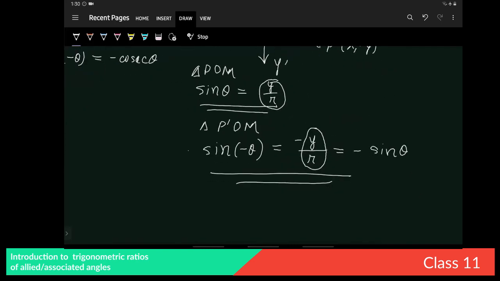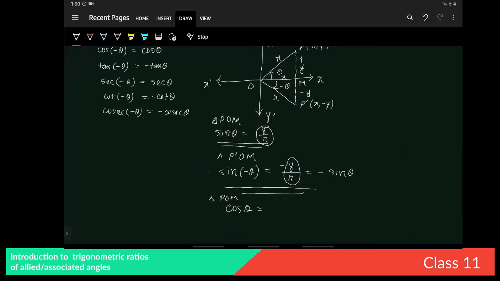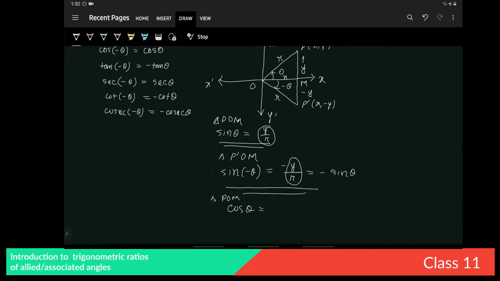Now in case of cos theta, from triangle POM, what will be cos theta? Cos theta is base by hypotenuse, which here is x by r. Now in triangle P dash OM, what will be cos theta? See here, the x, that means the abscissa, is not changing. Abscissa is remaining positive. The change is in the ordinate, which is changing from positive to negative.